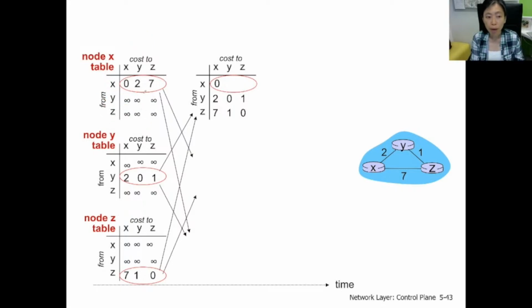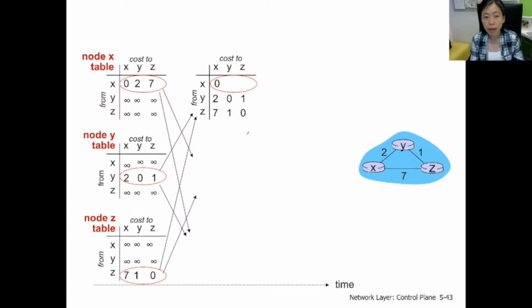Now, once the vectors are initialized, each router will what? Notify the neighbors. So this vector here will be sent from x to all the neighbors, y and z. Similarly, node y is going to send its initial table to x and z. And similarly, z sends to y and x.